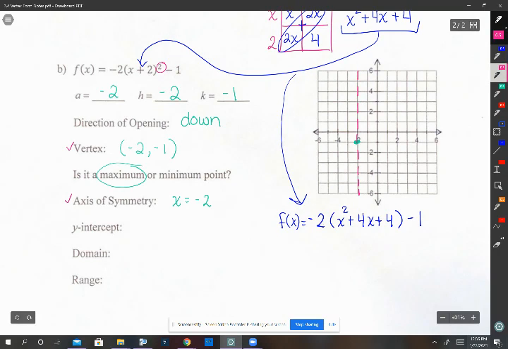So the next thing we're going to do is we're going to do distributive property to everything that's inside parentheses. So this is going to be negative 2x squared minus 8x minus 8, and then this minus 1 is still there. And now we're going to combine like terms. So we've got negative 2x squared minus 8x. These two are going to combine because they're both constants, and we get -9. This value here at the end is our y-intercept.